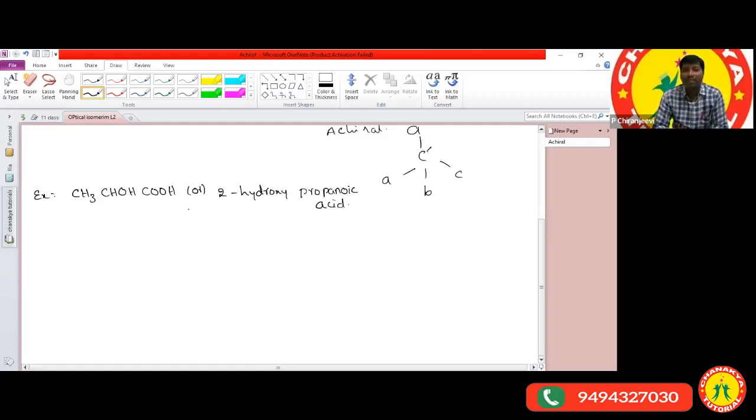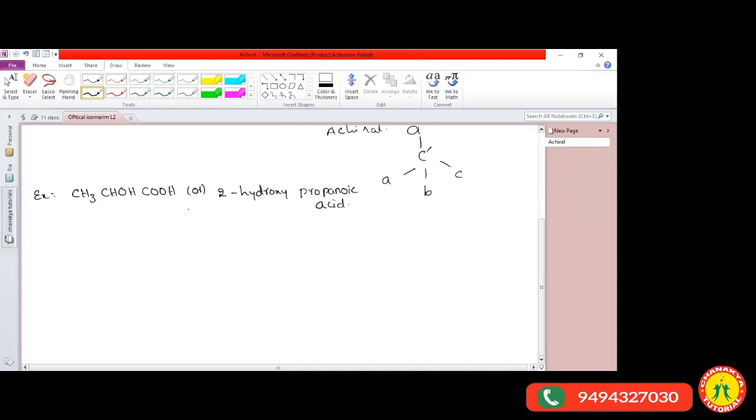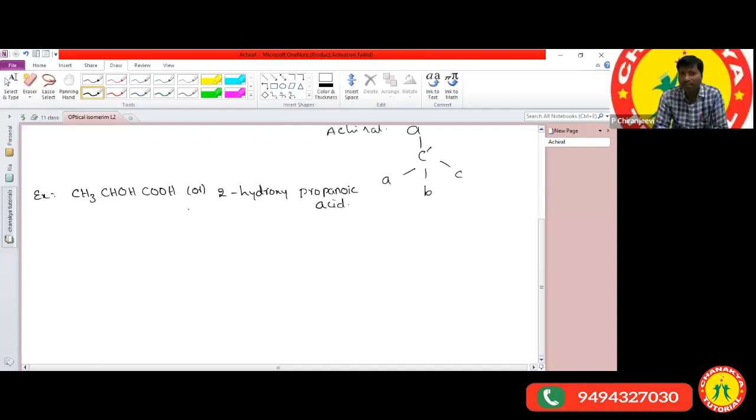Is 2-hydroxy propanoic acid an optically active compound or an optically inactive compound? That is my question. Anjan, Samhita or Sayachi, what is the answer? Is the given compound optically active or optically inactive? Anjan, you are giving some answer. Is it inactive, sir? Are you telling that it is inactive?